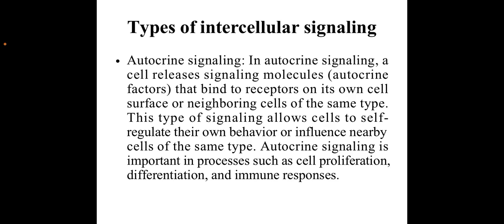And if we talk about the types of intercellular signaling, first of all is autocrine signaling. In autocrine, auto means self. In autocrine signaling, a cell releases signaling molecules, autocrine factors, that bind to receptors on its own cell surface or neighboring cells of the same type. That does not involve neighboring cells of different types, of different tissues or on different sites. This type of signaling allows the cells to self-regulate their own behavior or influence nearby cells of the same type, not of the other. So autocrine signaling is important in processes such as cell proliferation, differentiation, and immune responses.